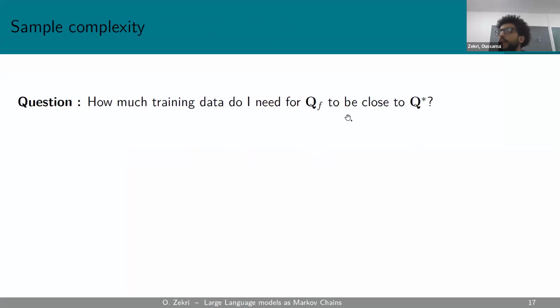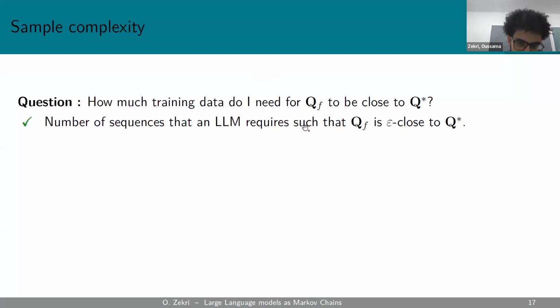The kind of question that we want to answer in learning theory here is: how much training data do I need for my LLM Markov chain matrix to be close to some reference matrix, some reference matrix of the language? Basically this means: how much data do I need to have a good test error, if I prompt my LLM on unseen data?